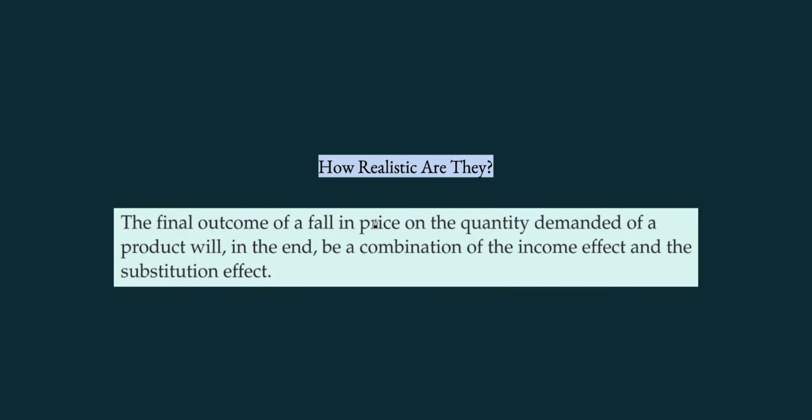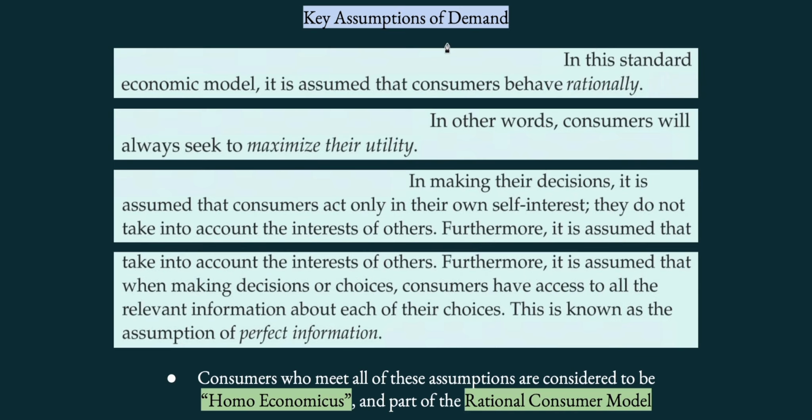Okay, and then overall, how realistic are these assumptions? How realistic are the assumptions of the substitution and the income effect? Well, the final outcome of a fall in price on the quantity demanded of a product will in the end be a combination of the income effect and the substitution effect. Okay, so that's really what the law of demand is built up of. And as far as assumptions of demand are concerned, we've listed a few of them here, okay?